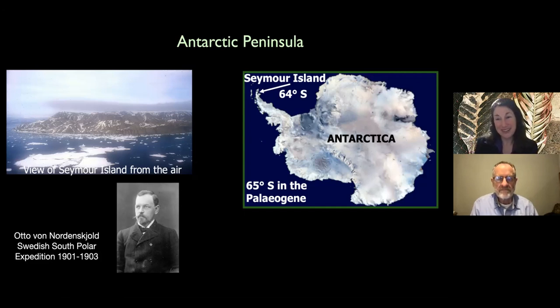So I was very lucky and fortunate to go down to Antarctica when I was working in Leeds and Cambridge. And so we went to this tiny little island named Seymour Island. You can see that the Larsen ice shelf retreated from there in the 80s, leaving the bare rock exposed. But there was also bare rock exposed for quite a long time. And the Swedish South Polar Expedition ventured down there in 1901 to 1903, led by Otto von Nordenskjold.